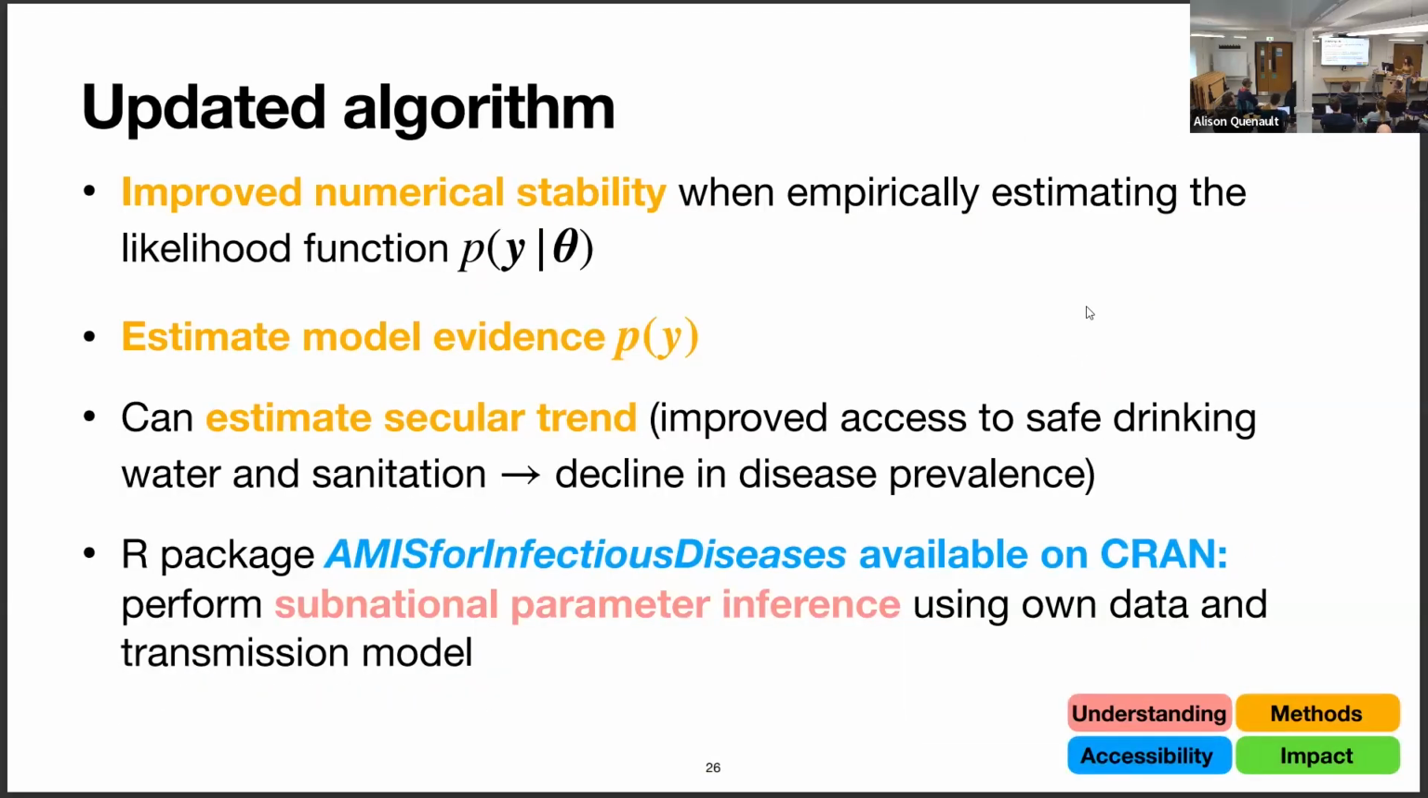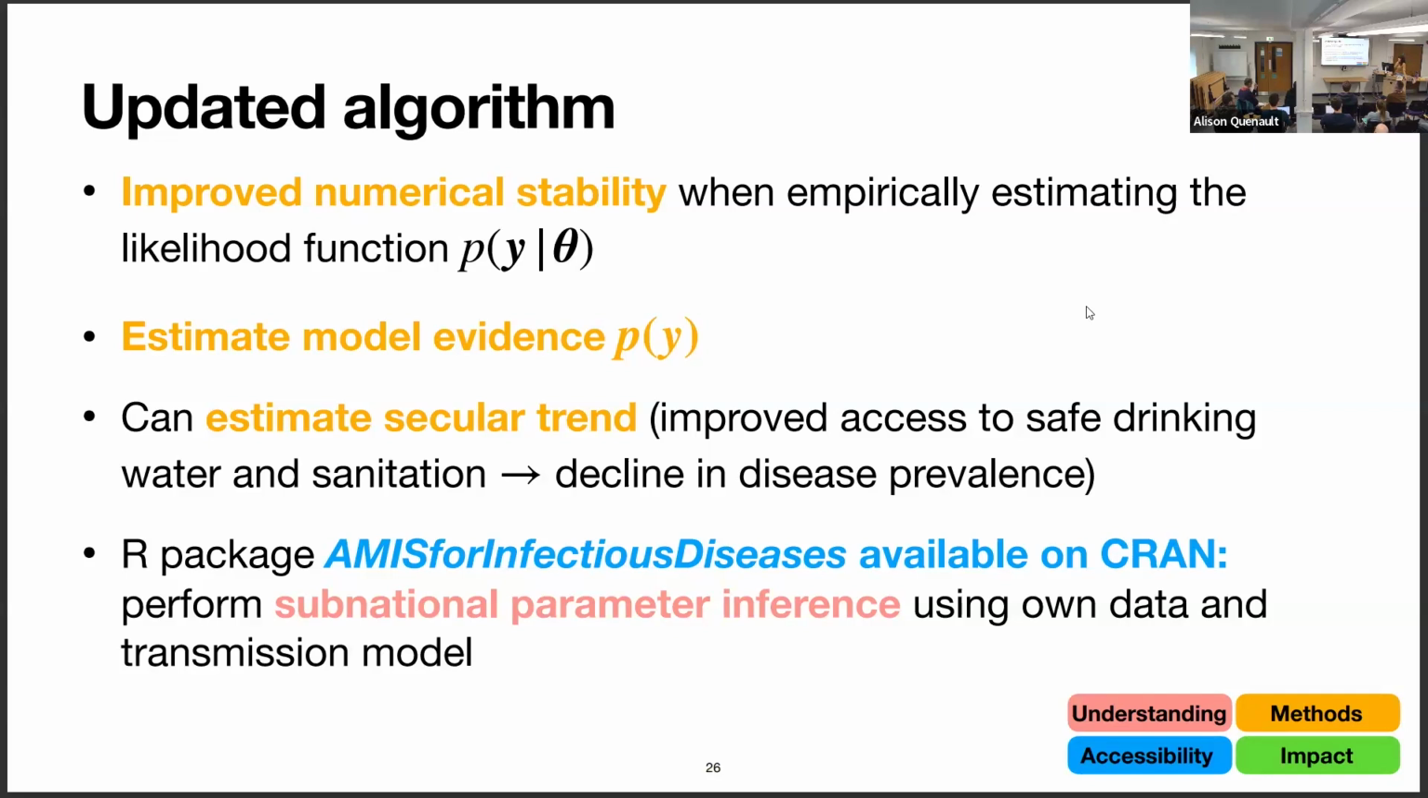Yeah, so this is just a summary of what we did to this AMIS algorithm during my time at the consortium. In our posterior, we actually don't need a likelihood function. We tend to just estimate it empirically. And we did some improvements to improve the stability of that. We also added the ability to estimate the model evidence from the weighted sample that we have.